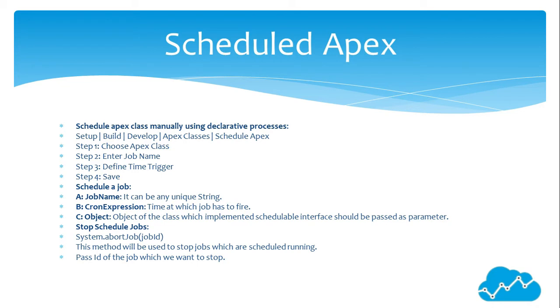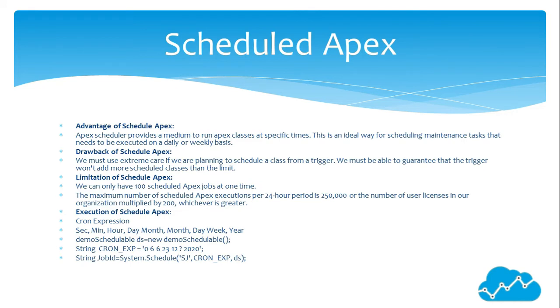Schedule a job: Job name can be any unique string. Cron expression is the time at which the job has to fire. Object: an object of the class which implemented the Schedulable interface should be passed as a parameter. To stop scheduled jobs, use System.abortJob with the job ID. This method will be used to stop jobs which are scheduled or running; pass the ID of the job which we want to stop.